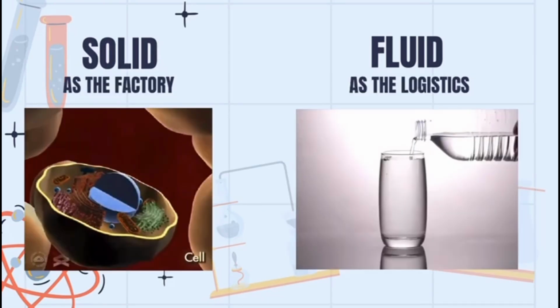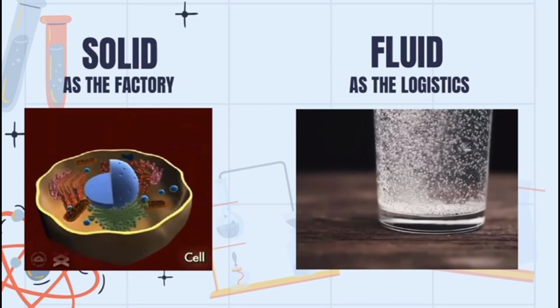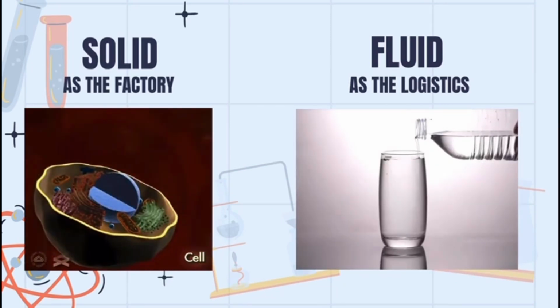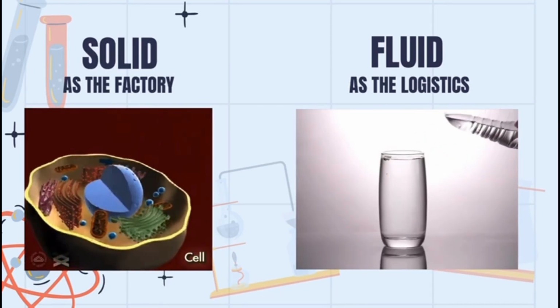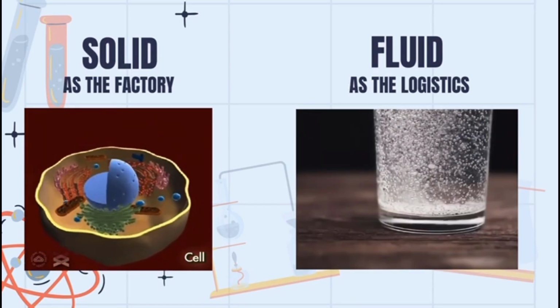In biotechnology, solids like cells or microcarrier beads are the factory where production occurs. Fluids act as logistics, flowing through the system to deliver oxygen and nutrients while removing waste.